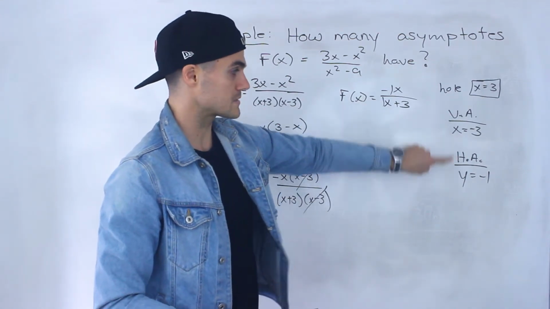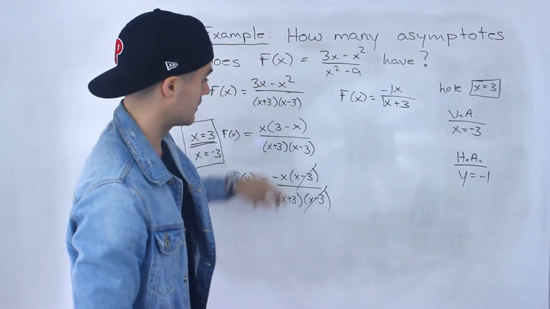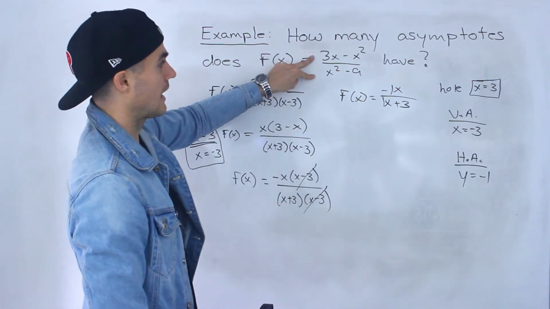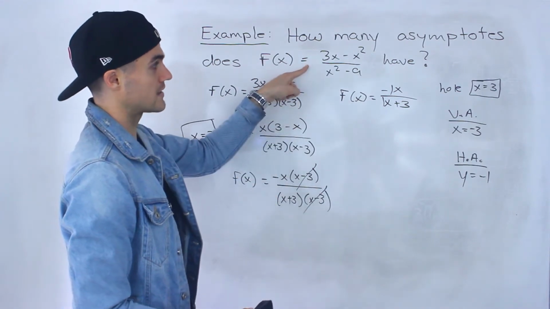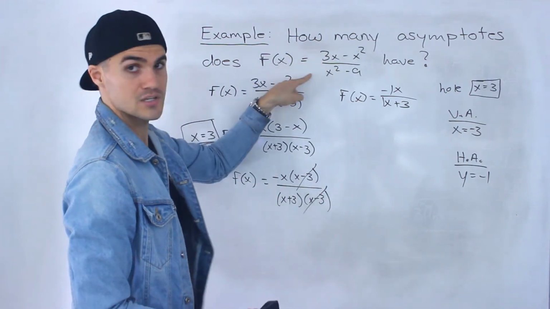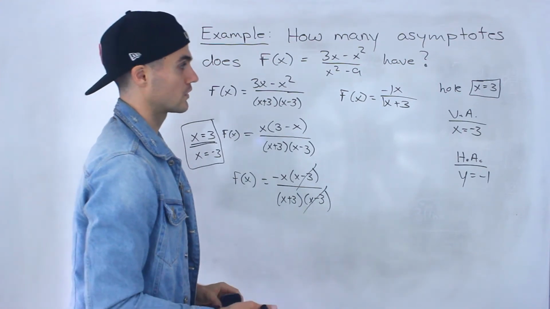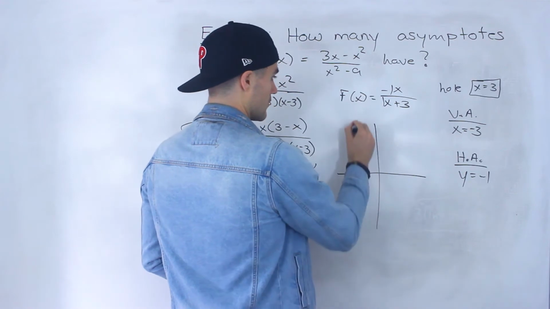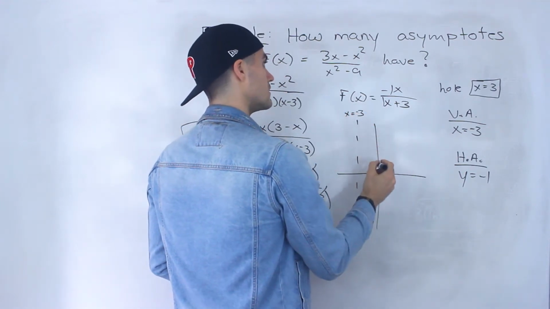There's one vertical asymptote and one horizontal asymptote, versus if you didn't factor and notice that these two factors cancel out, you might look at that and think there are two vertical asymptotes and one horizontal asymptote at the ratio of the leading coefficients, negative 1. But in fact, there's only one vertical asymptote. So if you were to graph this quickly, there's a vertical asymptote at x equals negative 3.